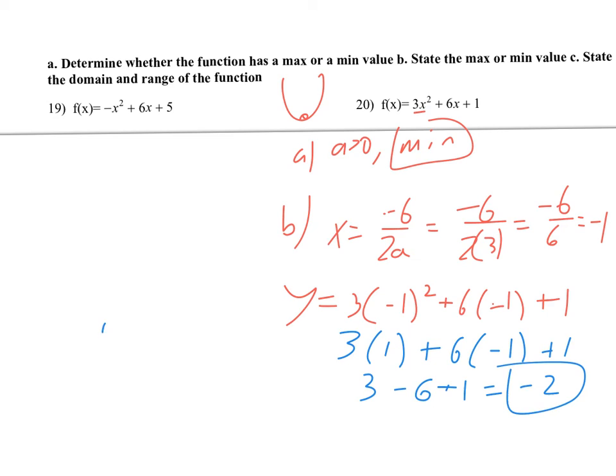And then lastly, domain and range. So domain on these ones is always all real numbers. And then my range, I'm going to say y. It always has to do with the vertex. So in this case, this y value right here is negative 2, and all my y values are above that. So I'm going to say y is greater than or equal to negative 2.